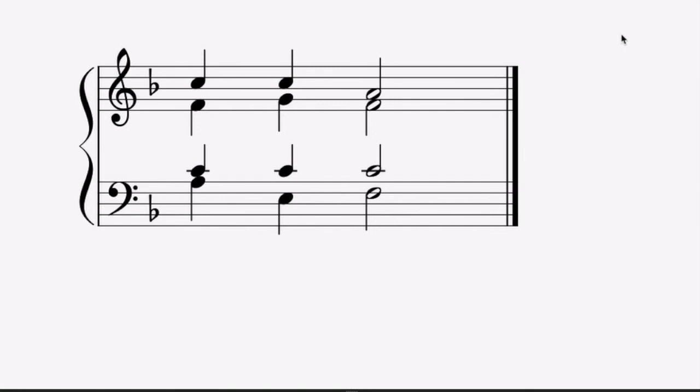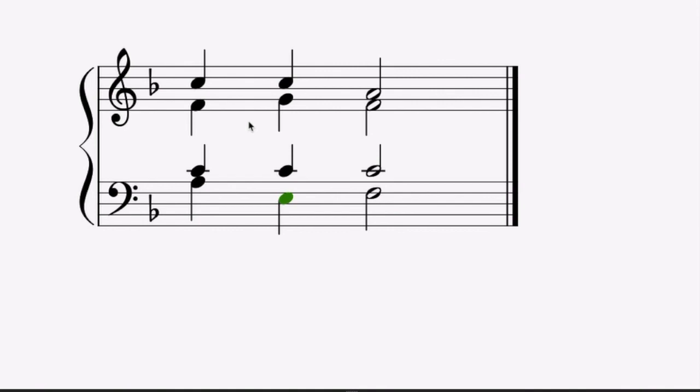Now let's compare the soprano and the bass voices. Back to the top, we know the soprano stays the same on C from beat 1 to beat 2. Our bass voice, however, descends a fourth from A to E. This would be an example, again, of oblique motion. One voice stayed the same while the other voice moved.